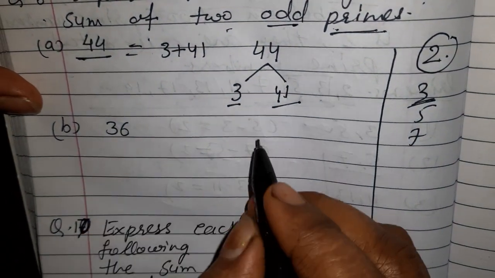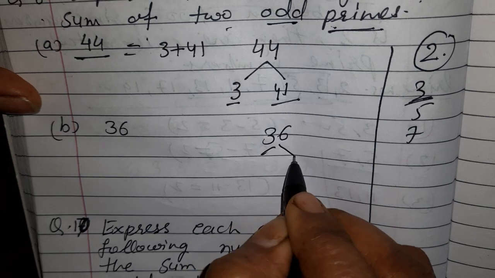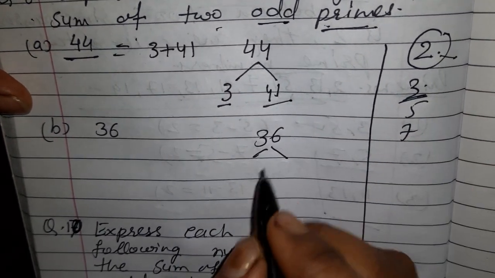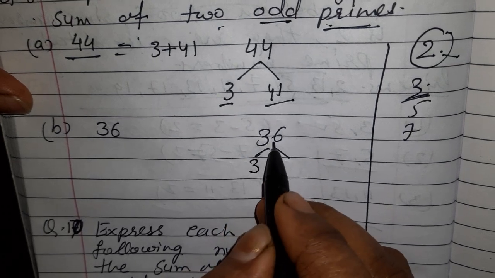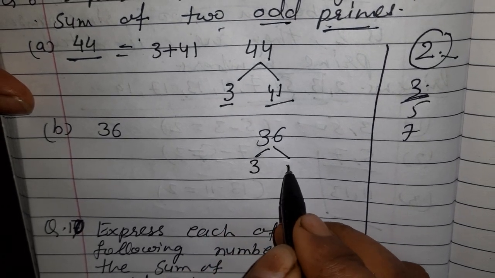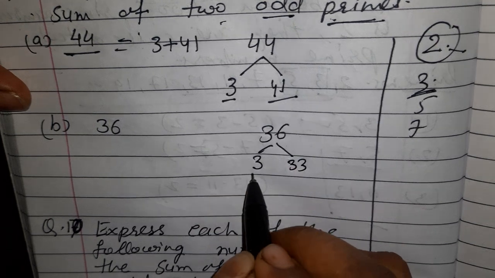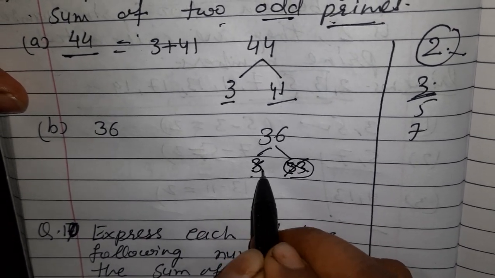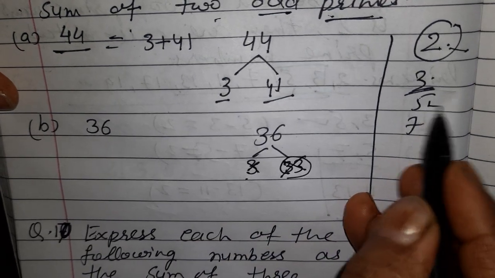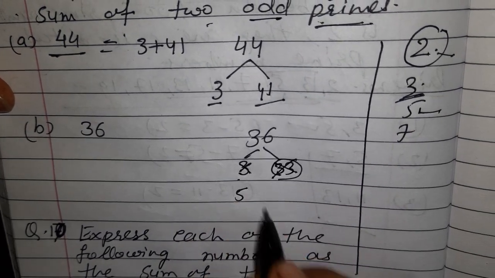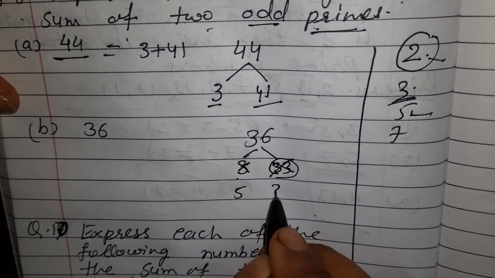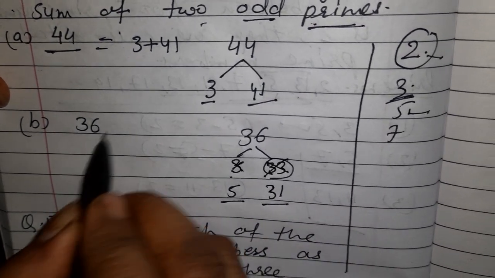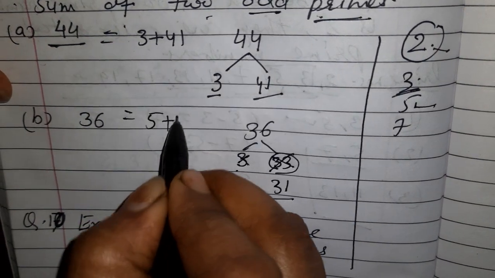Okay. Now 36. Again we have to do it the same way. We can't take 2 because it is even. So first take 3. Subtract it from 36. What do you get here? 33. But 3 is prime and 33 is not prime, so we can't take 3. So we take the other option, 5. Subtract 5 from 36, you will get 31. Yes, this is also prime, and 5 is also prime. So we can write 36 as 5 plus 31.